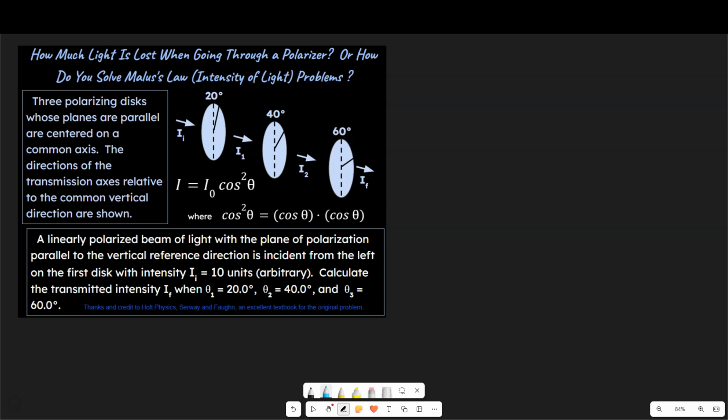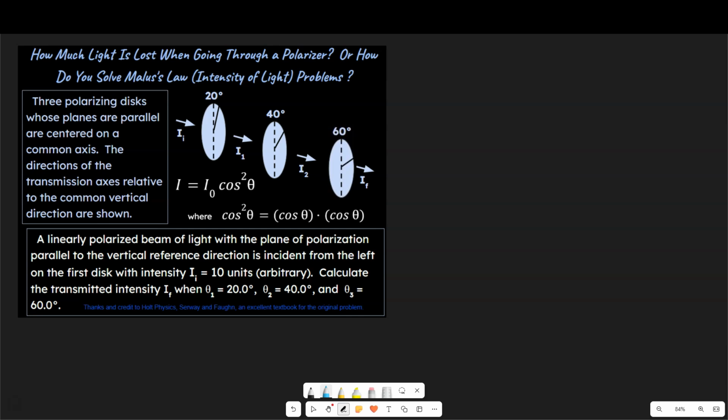Hey, welcome back. Today we're going to be talking about how much light is lost when going through a polarizer, or how do you solve Malus's law intensity of light problems. So maybe you're a physics or an AP physics student and you need to know something about the amount of light, the intensity of light that's able to pass through these polarizing films.